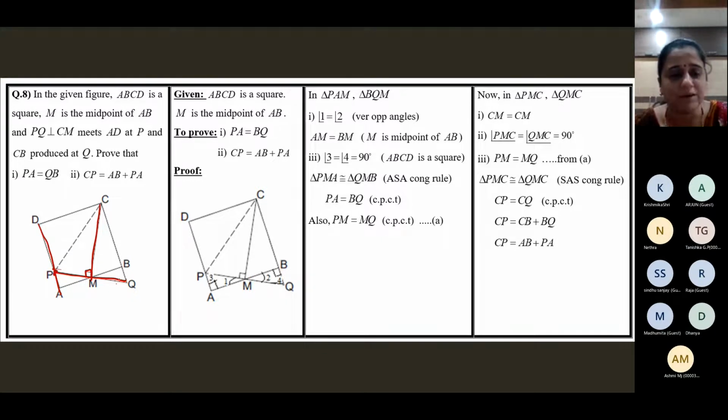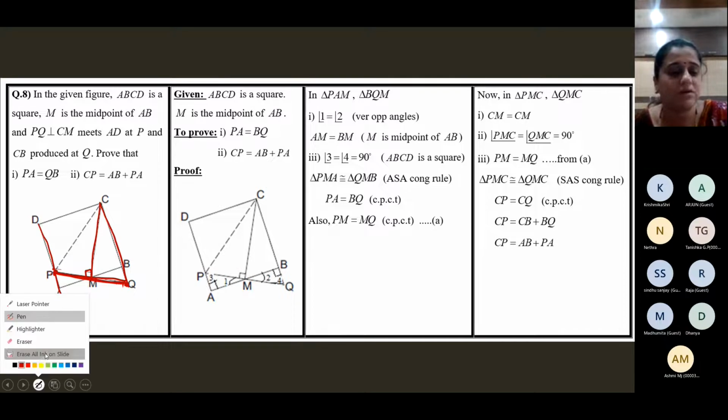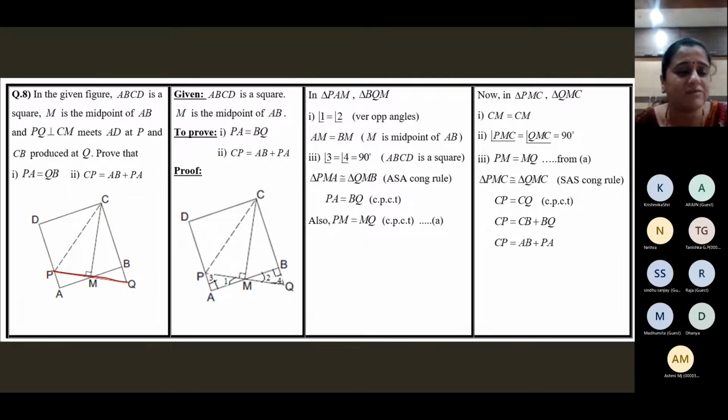The same line segment does not meet CB. It meets CB produced at Q. Like this line segment meets AD at P. In the same way, the same line segment does not meet CB or BC. It meets CB produced at Q. That's what is given here: AD at P and CB produced at Q. Not CB. CB produced at Q.